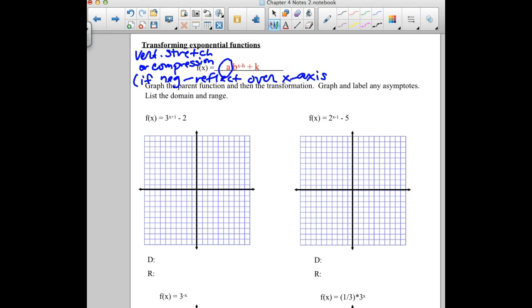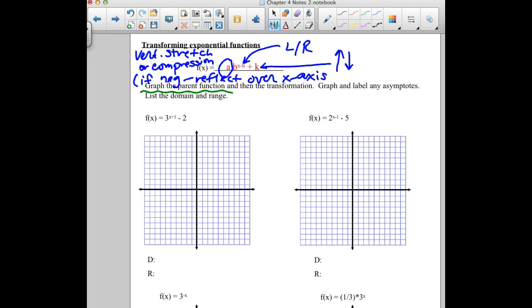The h value is our left and right shift, and our k value is our up and down shift. So what we want to do when we're graphing these transformed exponential functions is graph the parent function. On a test, I would expect to see that you've graphed the parent function first, and then we're just going to shift our points based on the transformation. It says to graph and label any asymptotes as well, and to list the domain and the range.